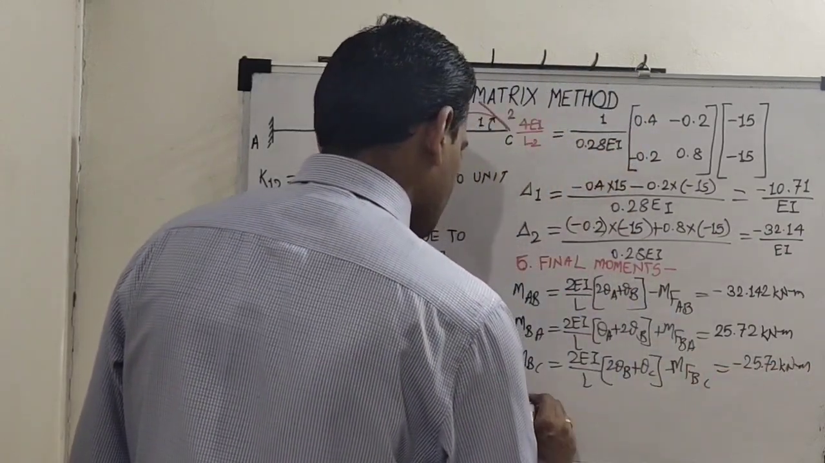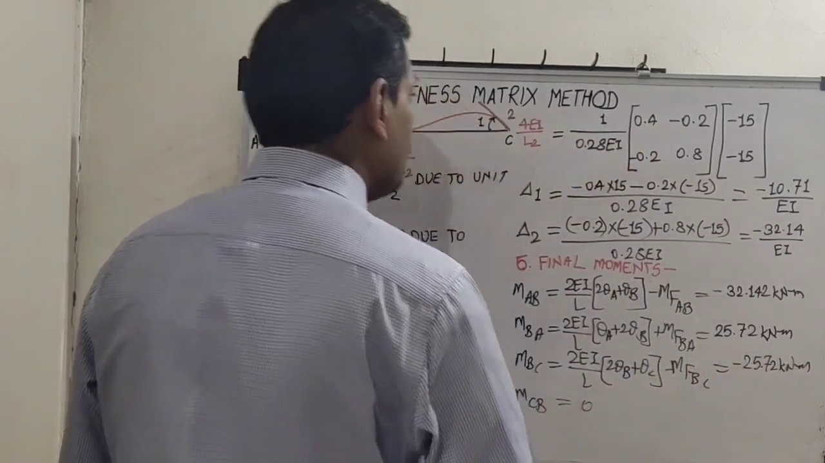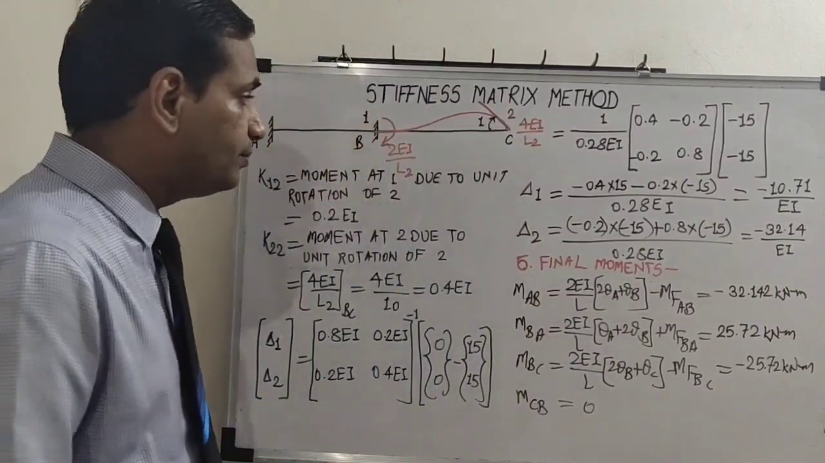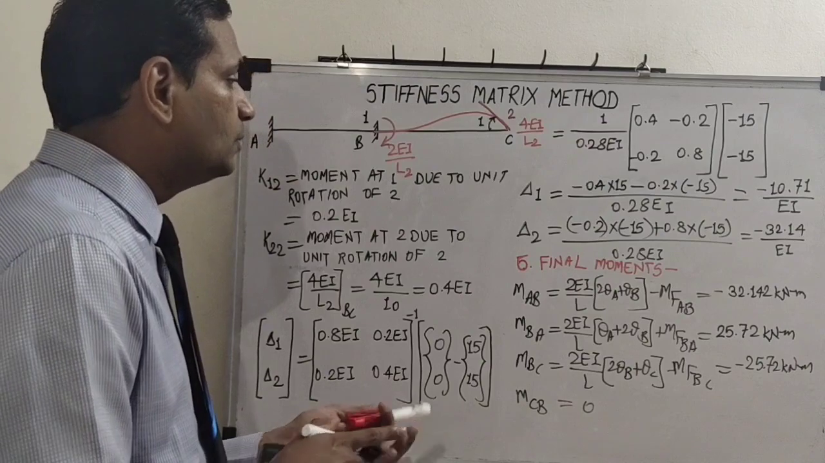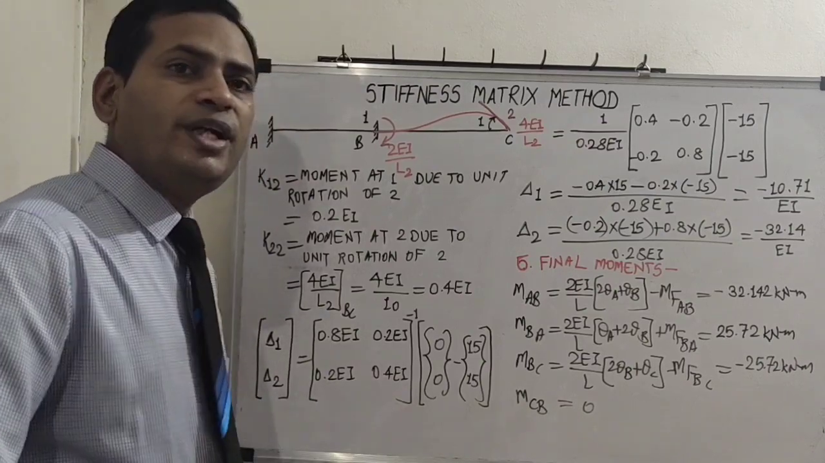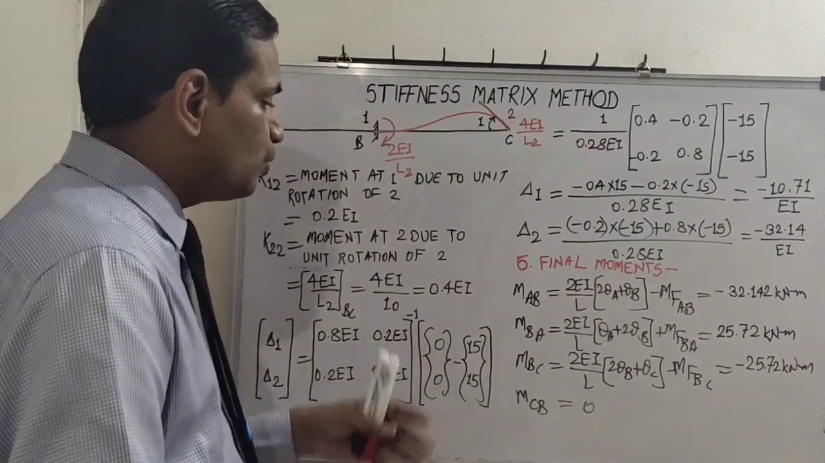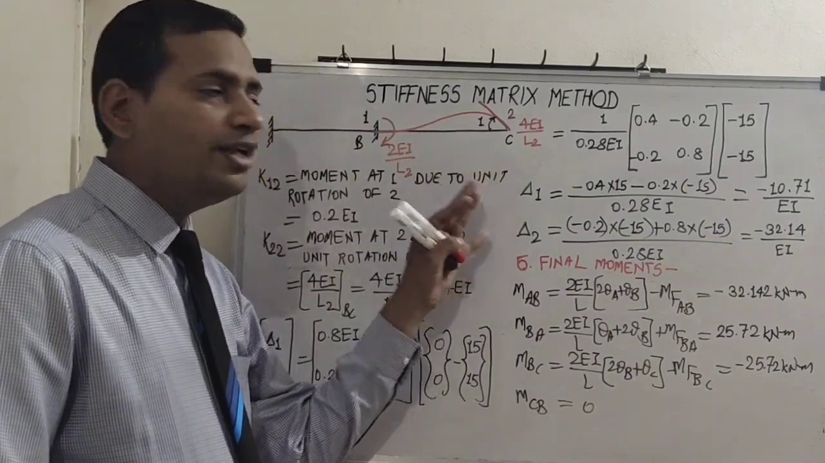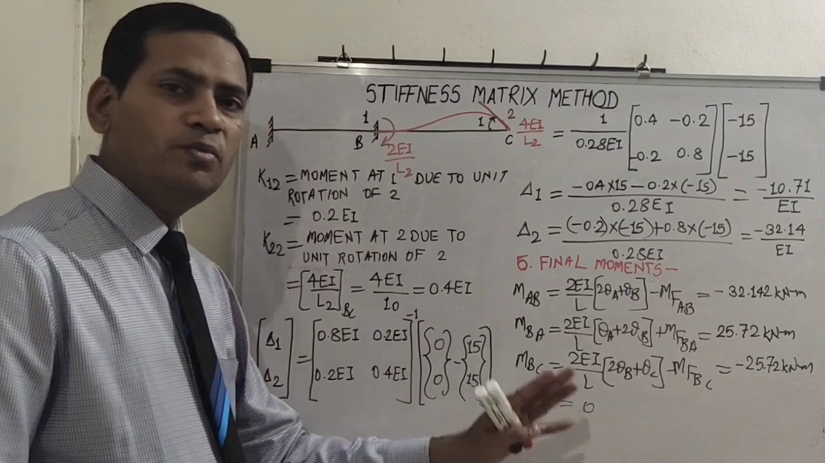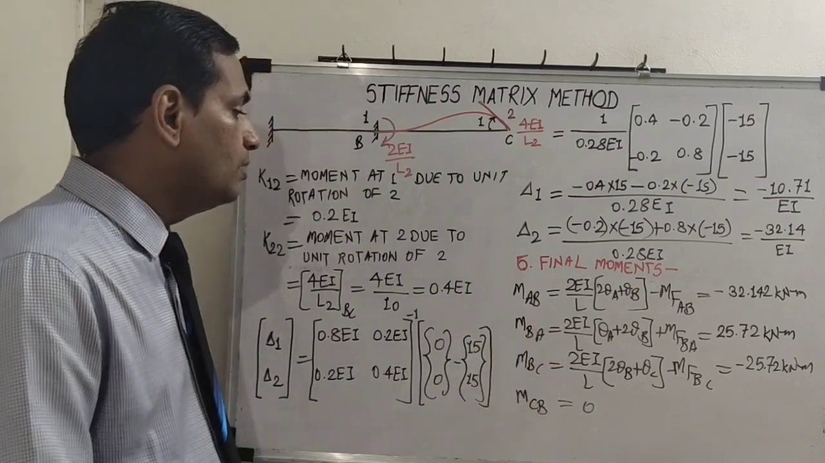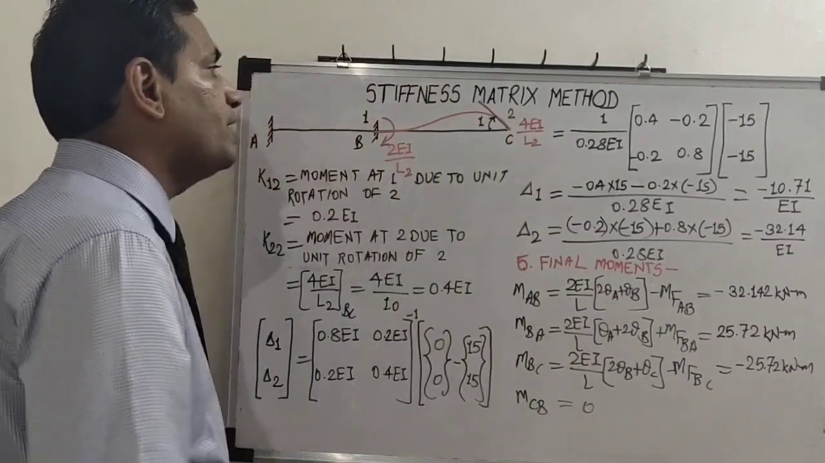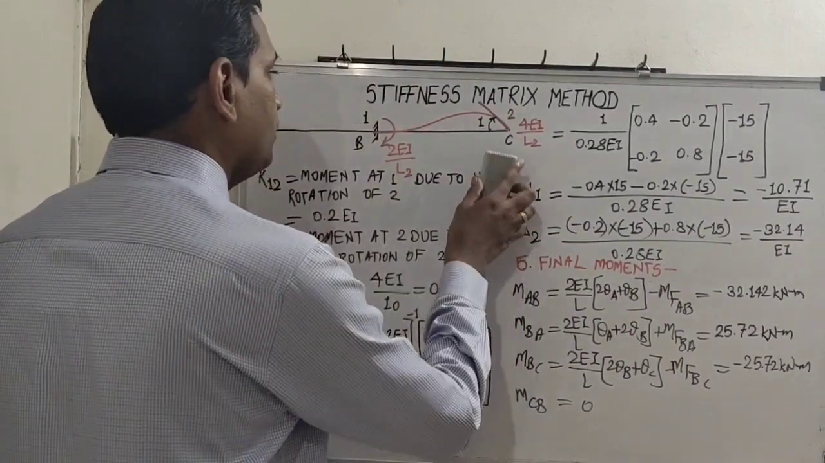What about MCB? It will be 0. Why? Because joint C in the diagram is a simply supported end and this is an end support. So on an end support, if it is a simply supported end, hinge end, or roller end, the final moment will be 0. Okay, so these are the final moments. Now we will draw SFD and BMD for this diagram.